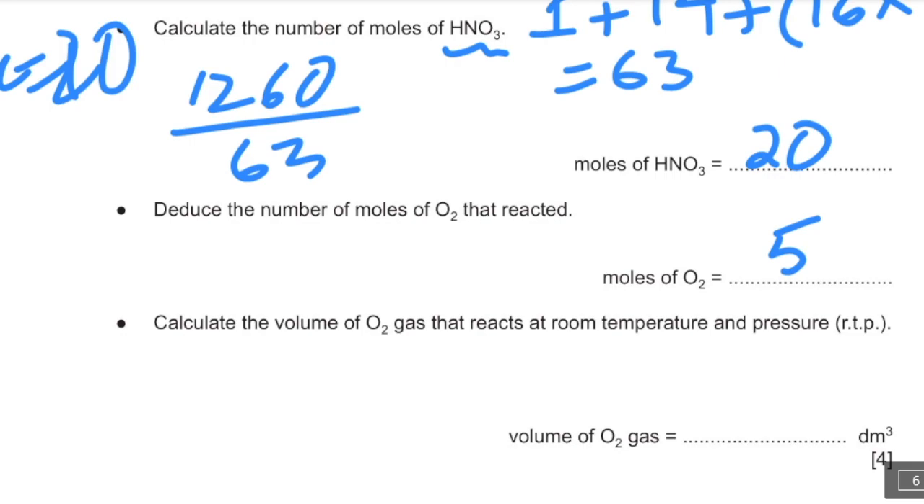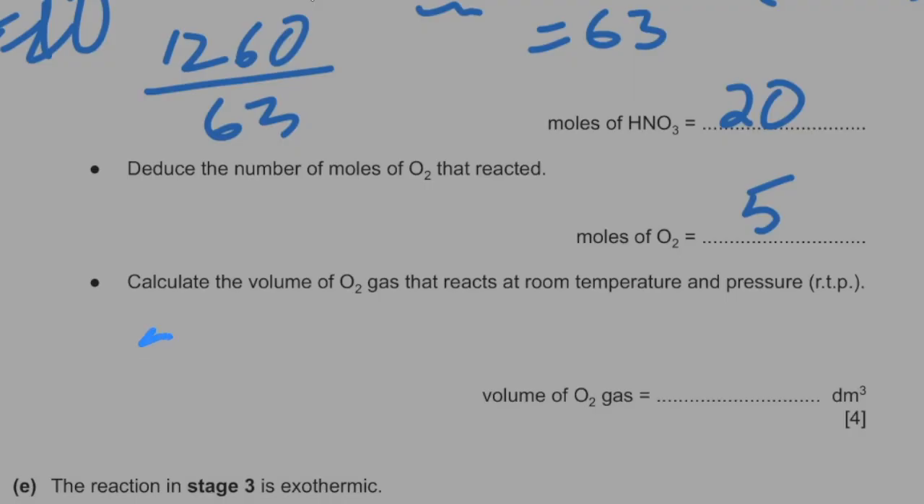Calculate the volume of oxygen gas that reacts at room temperature and pressure. So we have moles, and now we need to find out the volume. Volume is equal to moles multiplied by the molar volume, which is 24 dm cube. And so we get the answer as 120 dm cube of oxygen molecules.